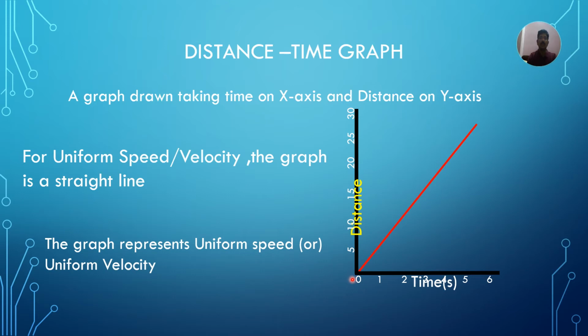Observe this one, uniform velocity or uniform speed. The magnitude of the speed is nothing but the velocity here. So this graph always represents the motion of a body moving with a uniform speed or uniform velocity. Are you clear about that? So the thing you have to remember is, the graph of a body which is moving with a uniform speed or uniform velocity is a straight line. Are you clear?